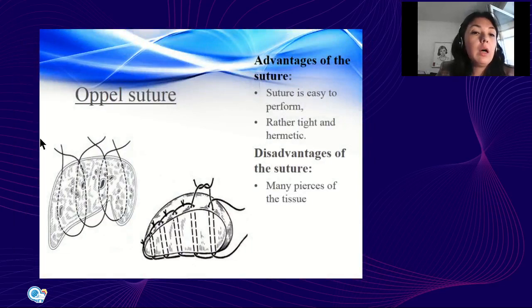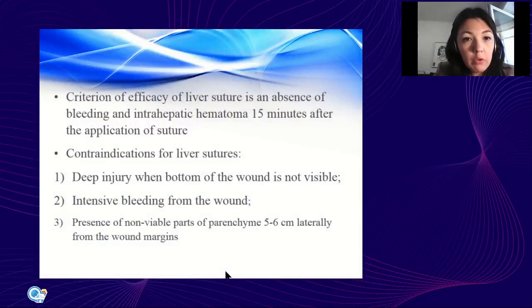Opel suture. You are taking just one thread and you are making like a normal nodular suture. It is very easy to perform and it's rather tight and hermetic, but because we take only one thread, we make twice more pieces to provide the same hemostasis, to make the same suture as in case of Giordano and Kuznetsov-Pensky suture. So this is a disadvantage of this type, Opel suture. So these three are the main which you have to know. Actually, you have to know much more, but at least for the exam, you have to remember these three.